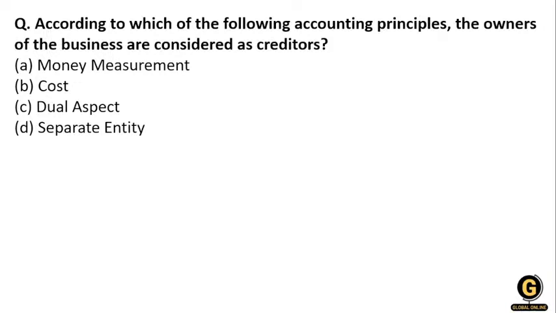Next question: according to which of the following accounting principles is the owner of the business considered as a creditor? Money measurement, cost, dual aspect, or separate entity. The owner of the business is considered as a creditor.